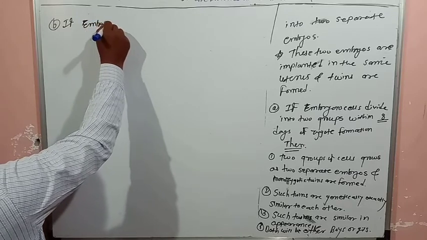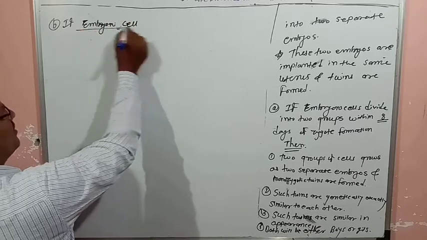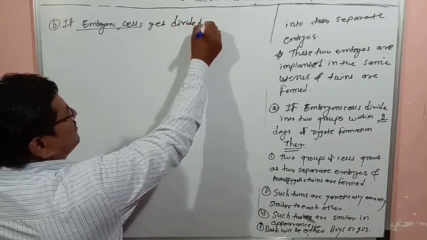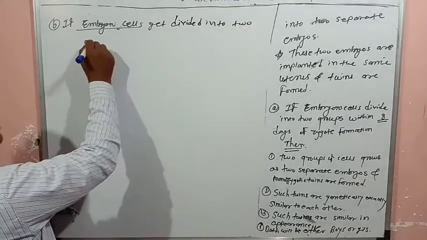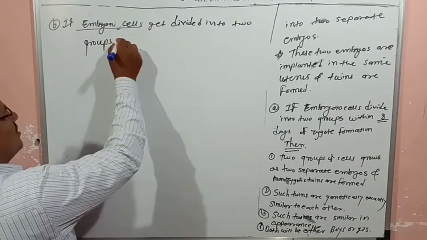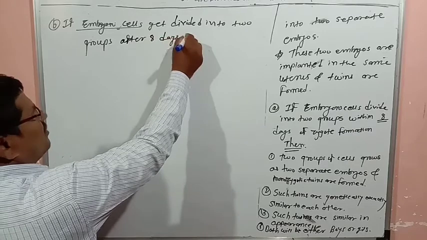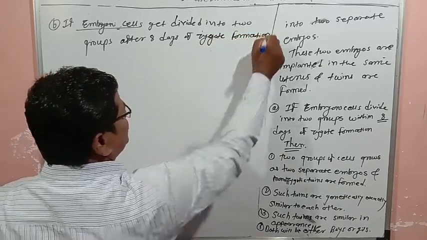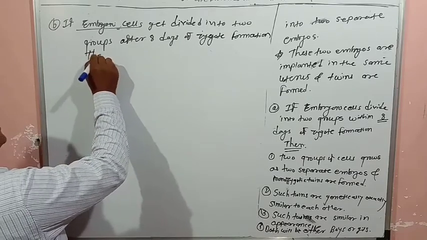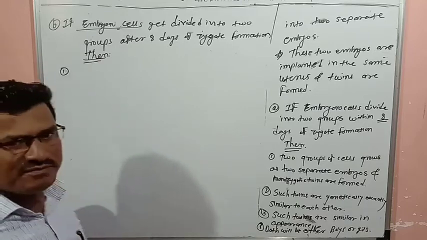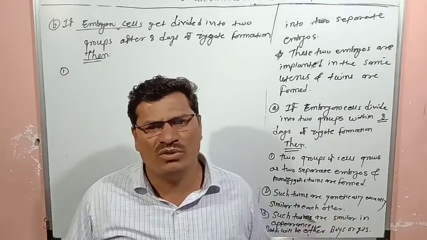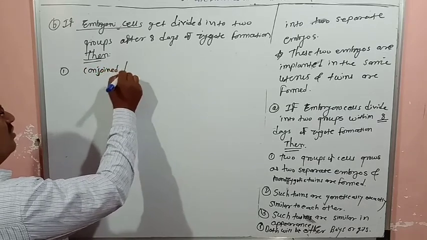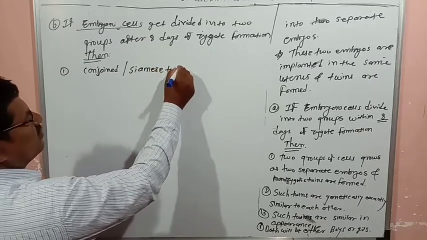If embryonic cells get divided into two groups after 8 days of zygote formation, then the first point is that conjoined twins or Siamese twins are formed.